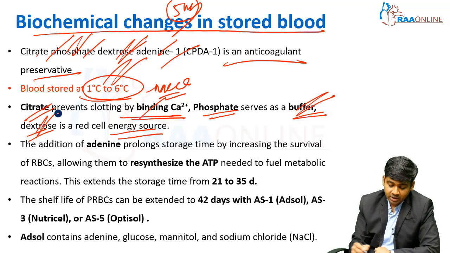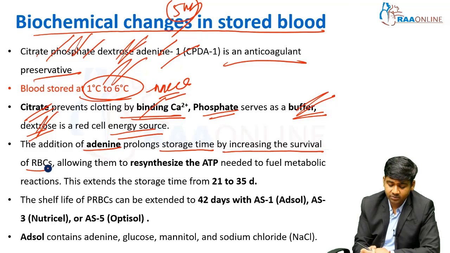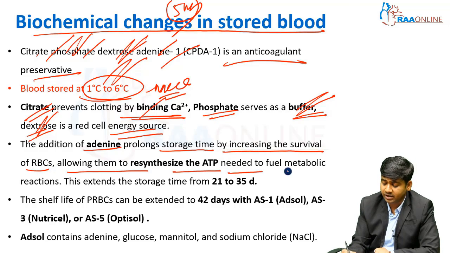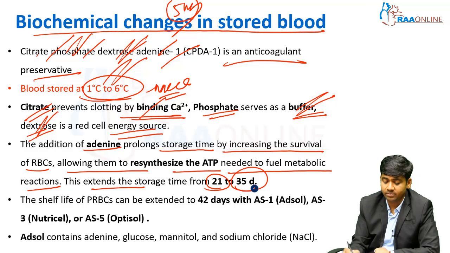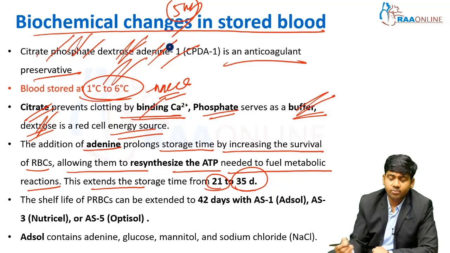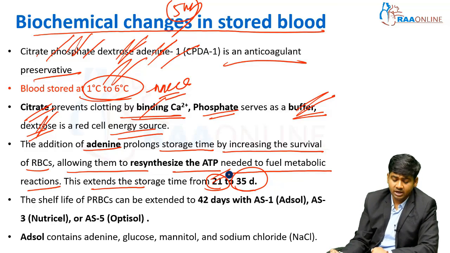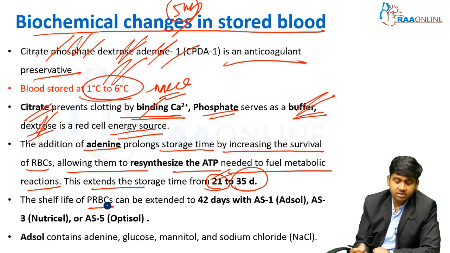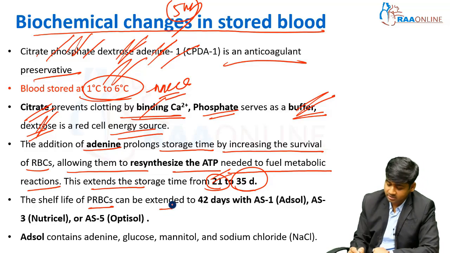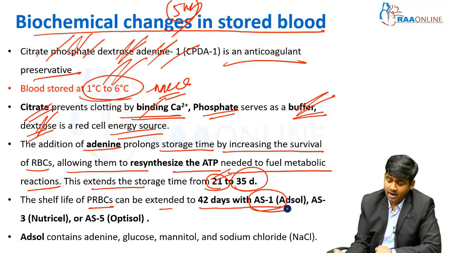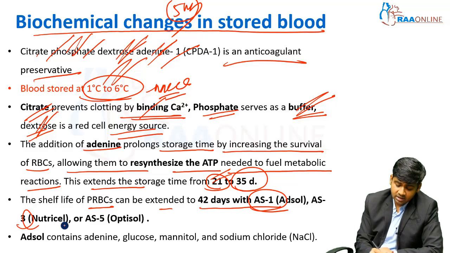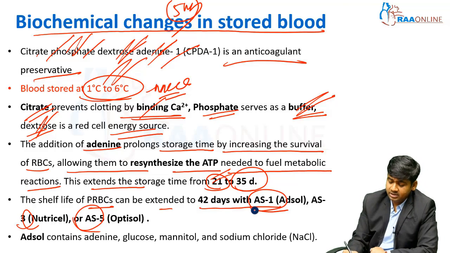Adenine prolongs storage time by increasing the survival of the RBC, allowing them to resynthesize the ATP needed for metabolic reactions. This extends the storage from 21 to 35 days. When we add adenine, it provides an extra source of ATP and increases the storage from 21 days to 35 days. The shelf life of PRBC is extended to 45 days with the use of Adsol or AS1, AS3 and AS5. But it is hardly used.